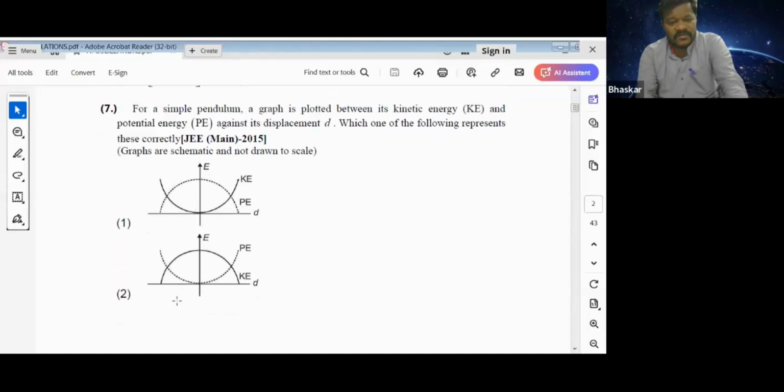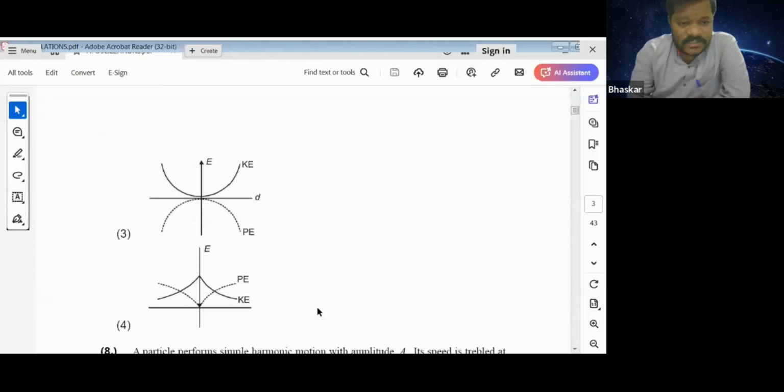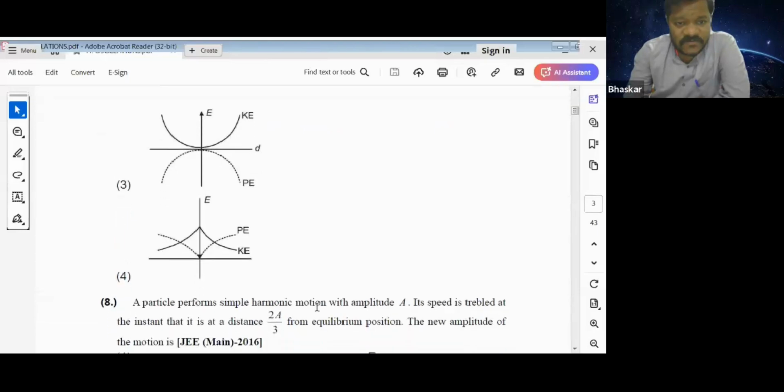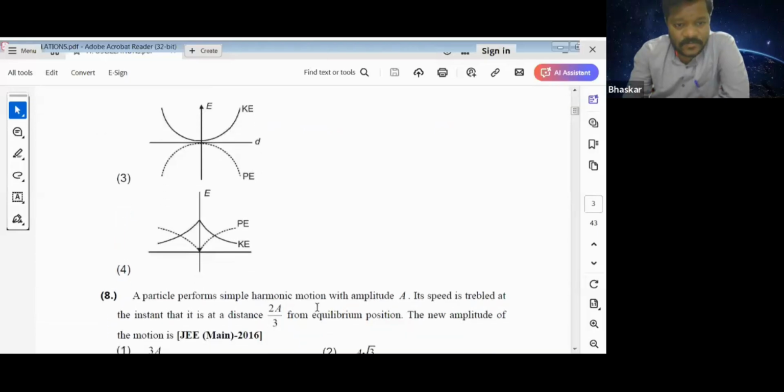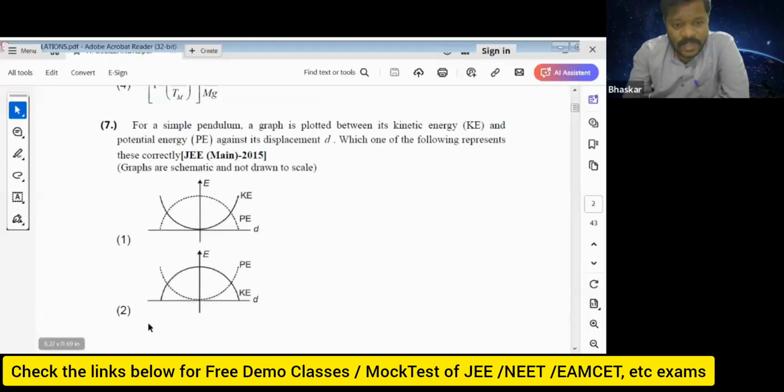So then potential energy, you know that it should be minimum at the center and it should be maximum at the end points. Kinetic energy is basically the reverse. So yes, second one is somewhat better. So the answer is second, right? And check the answer yourself, that you can take later.